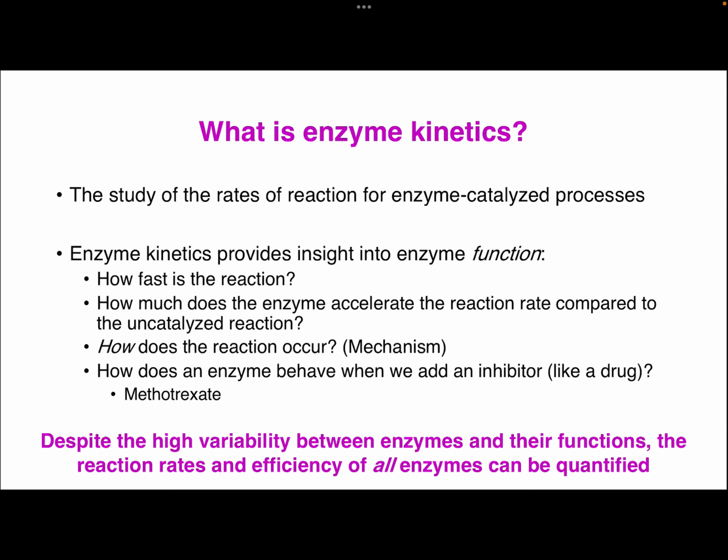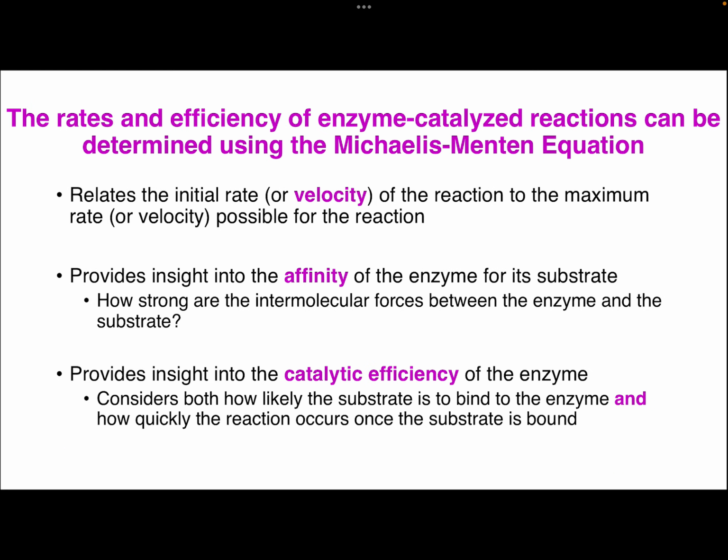one of the key ideas with enzyme kinetics is that enzymes are very different. We talked about that. We talked about how there's a lot of different chemistries that they can do, a lot of different functions that they can have, but even though they can be so different in their jobs and in the way that they work, all reaction rates and efficiencies for any enzymes can be quantified. And the way that we do that is with the Michaelis Menten equation. And the Michaelis Menten equation is really nice because of a lot of reasons. One of them is that it relates the initial rate, or we're going to start calling rates velocities here, of the reaction to the maximum velocity possible for the reaction.